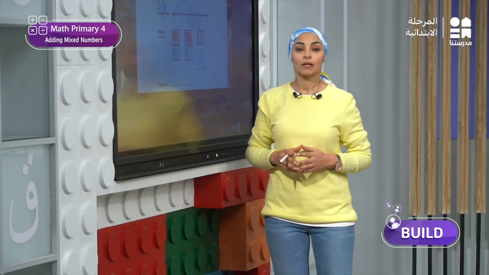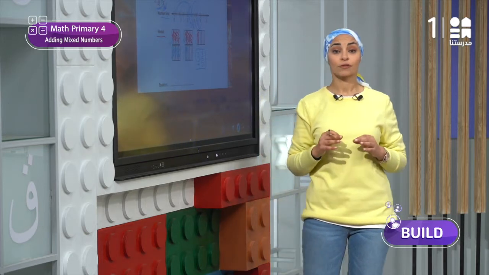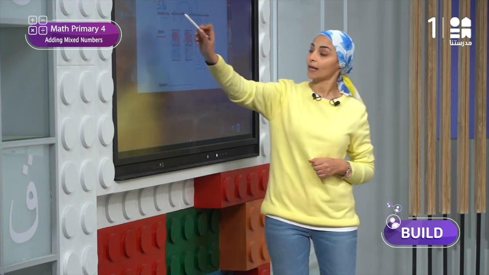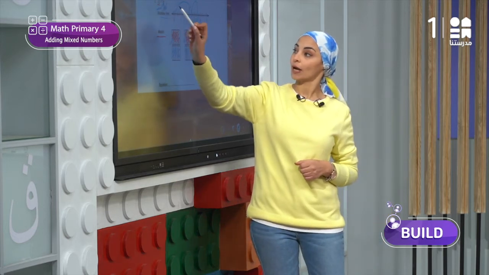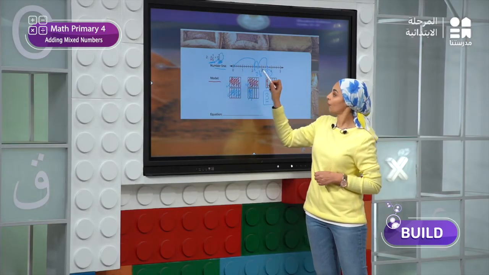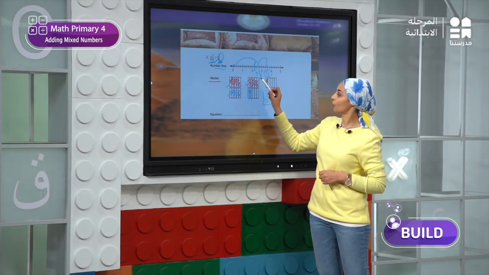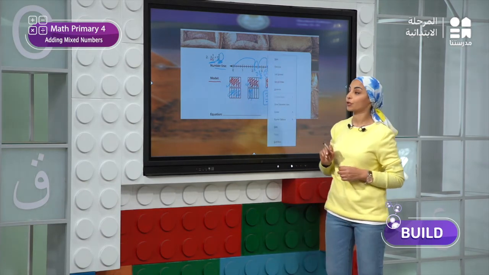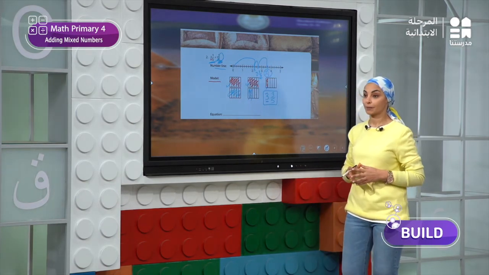Okay. Now, the final outcome will be 3 and 3 over 5. So first I represent 2 and 1 over 5 like this. Then I add 2 over 5 to reach 2 and 3 over 5. And then I add the 1 whole to reach 3 and 3 over 5, as you see here.